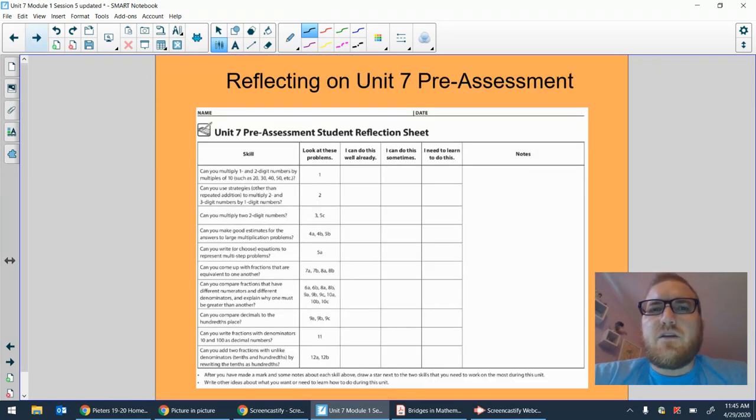Now, typically this would have been our part where we did our reflecting on Unit 7 pre-assessment, but since you guys didn't do the pre-assessment and we already kind of went over it with you, that's why this lesson's a little bit different for today. So there's not a whole lot of work for you to do. It's more about you practicing and exploring with equivalent fractions.